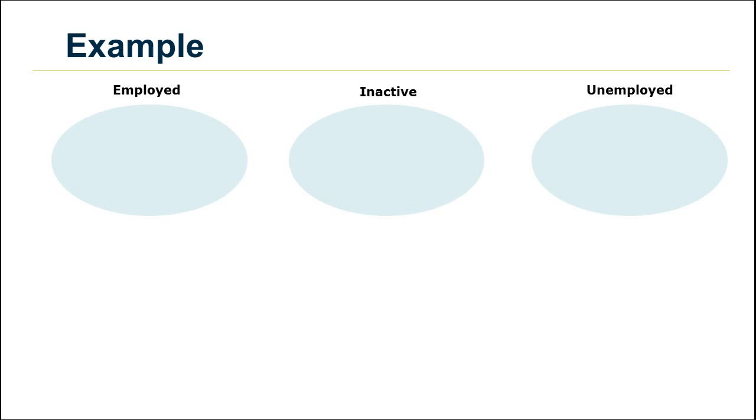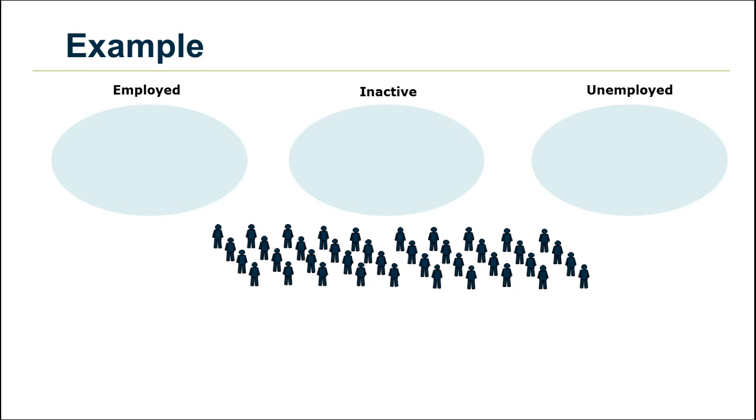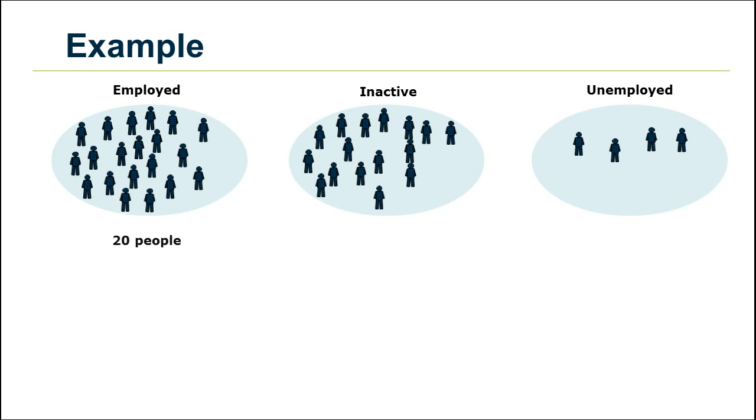To illustrate what the rate and proportion are and why they differ, consider this example. Here are three groups: employed, inactive and unemployed, and here are 40 people. If we move these people into the three groups, we get 20 people employed, 16 people inactive, which means they are not looking or available for work, and 4 people unemployed.